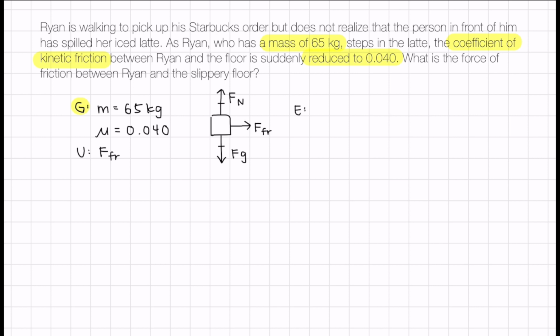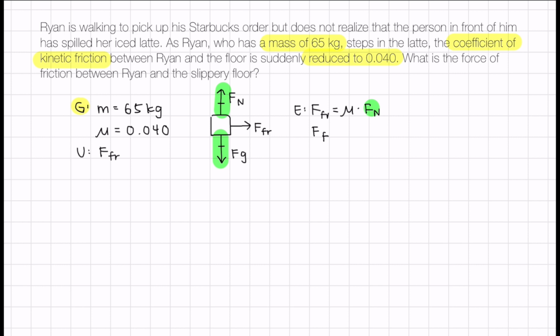The equation we're going to use is simply the equation for the force of friction, which is that the force of friction is equal to the coefficient of friction times normal force. Now for this scenario, we know that the normal force is actually equal in magnitude to the gravitational force. I'm going to highlight that in green over here. You can see that they are equal to each other. So I can actually replace this normal force with the force of gravity.